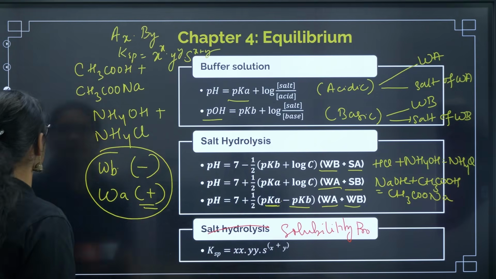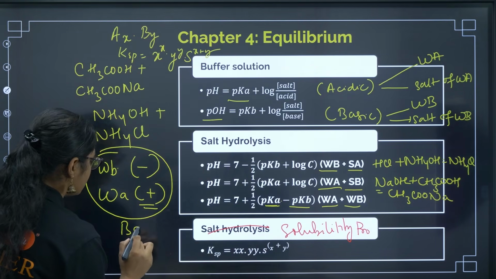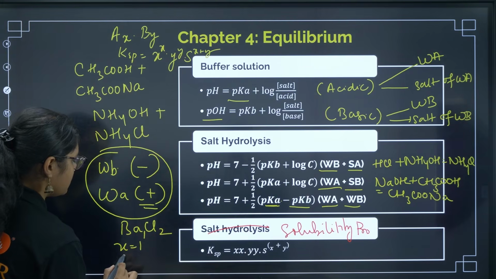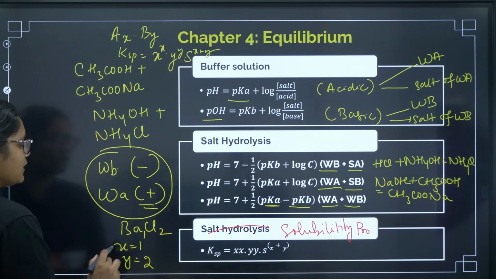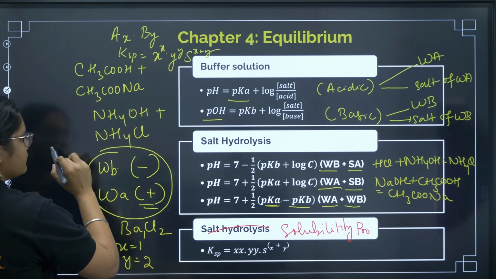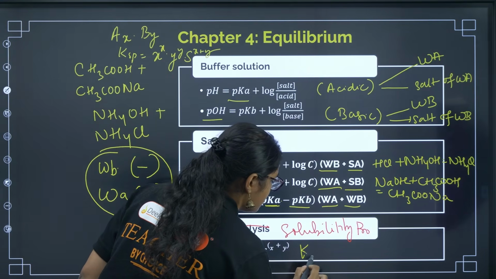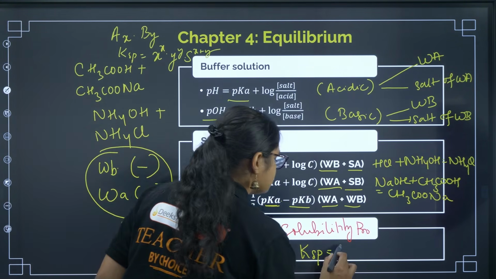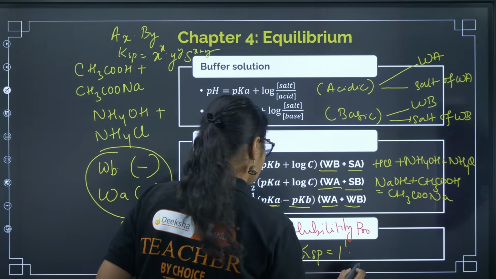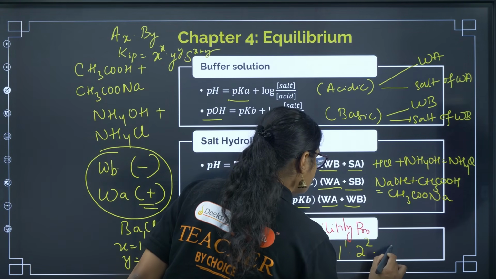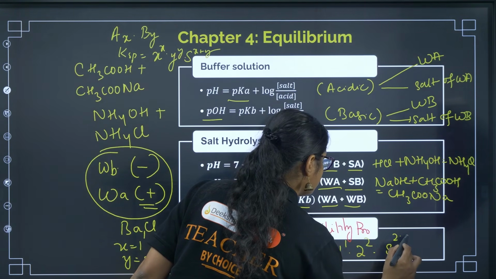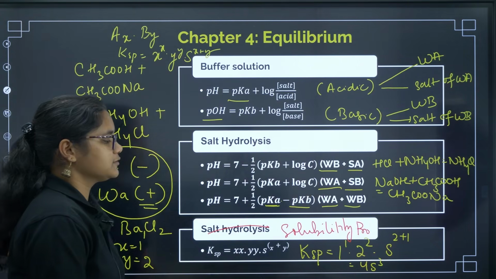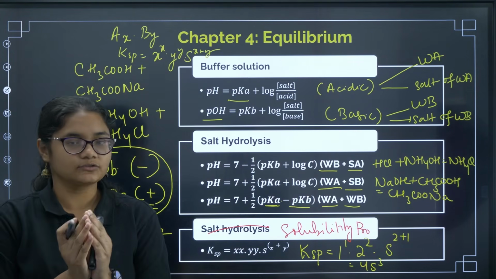Now for example, we have a salt called barium chloride, BaCl2. So x is equal to 1 and y is equal to 2. Now if I want to find the Ksp value for this one, I will write Ksp equal to x to the power of x, 1 to the power of 1, y to the power of y, 2 to the power of 2, s to the power of 2 plus 1. Okay, so we'll get 4s cube. So this is the general formula to calculate the solubility product.